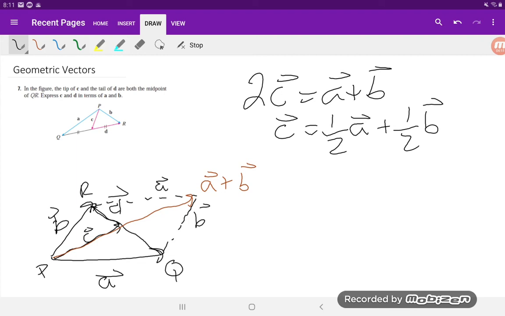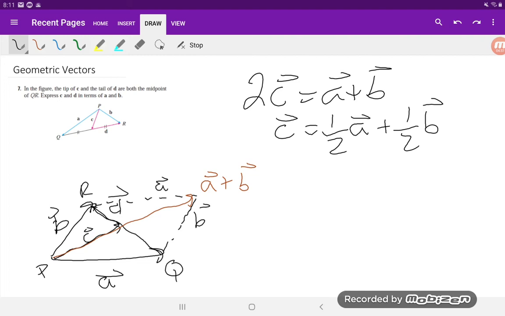So that wasn't so bad. And now we will deal with vector D. Vector D is going in this direction, which is sort of opposite of A plus B. Now, if you can't remember if this vector over here is A minus B or B minus A, it might help to draw them out.